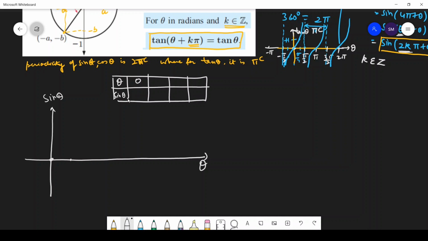So if theta is 0, what is the value of sine theta? 0. If it is pi by 4, means 45 degrees, then what is the value? 1 by root 2. And the value at pi by 2, 90 degrees, is 1. Sine 90 is 1, and at 180 it is 0 again. And then the values will become negative, at 270 degrees.